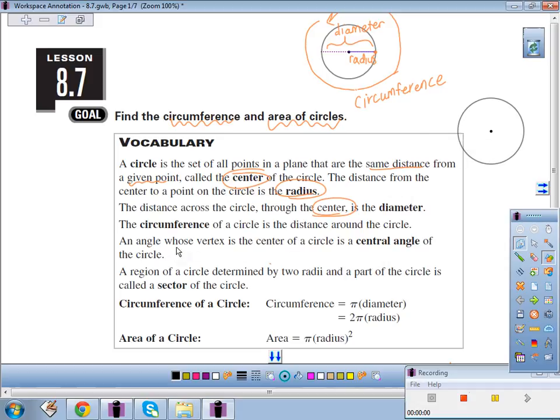The next vocabulary word is central angle. And a central angle is what it sounds like. It comes from the center of the circle. And so you're going to have an angle formed inside the circle by 2 radii. So we've got 2 radii that form this central angle. The central angle is the angle formed by these 2 radii that comes from the center. So this is a central angle.